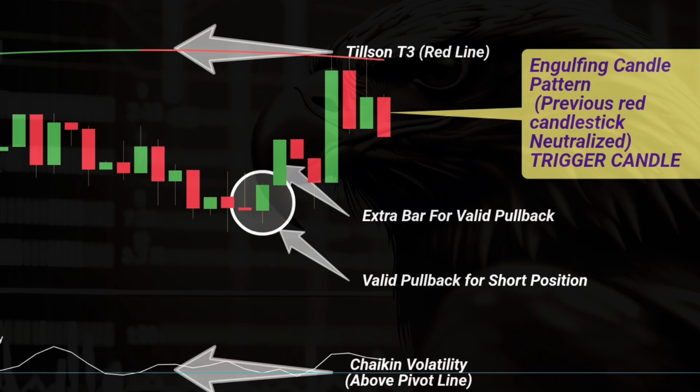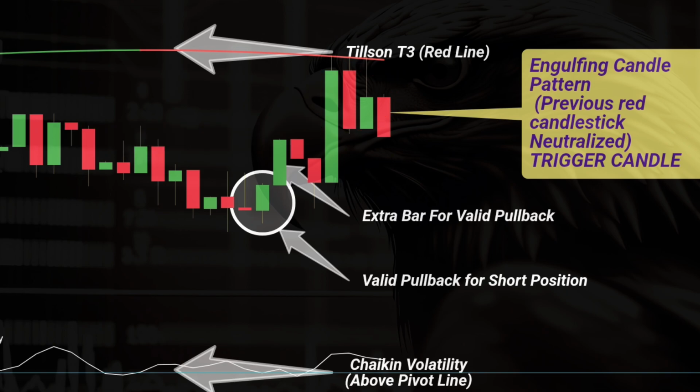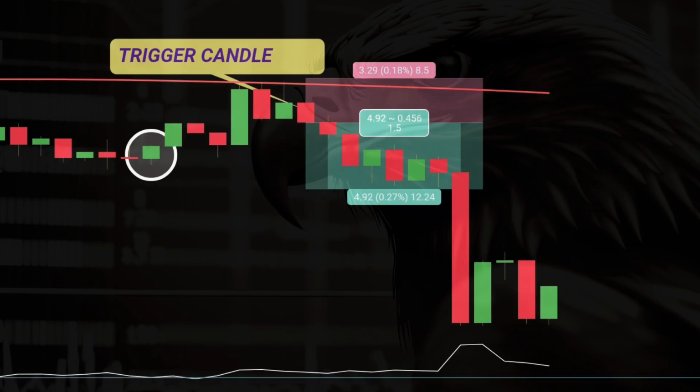After the valid pullback action, buying pressure increases a bit because there is a liquidation hunt here. A move where market makers try to knock out small investors. However, as a result of this move that remains below the Tillson line, a red candlestick engulfs the previous green candlestick, indicating our opportunity to enter the trade. It was another successful trade that hit the target.